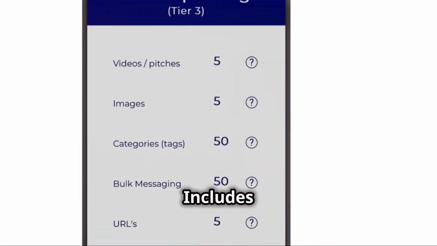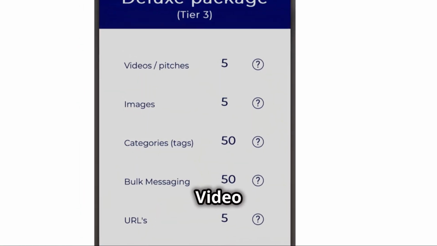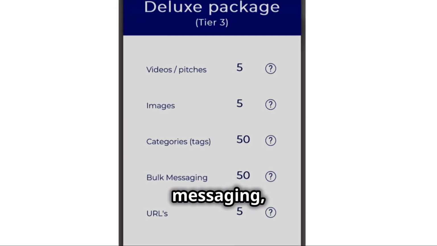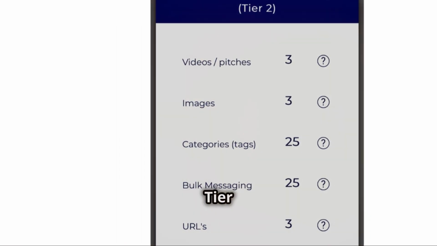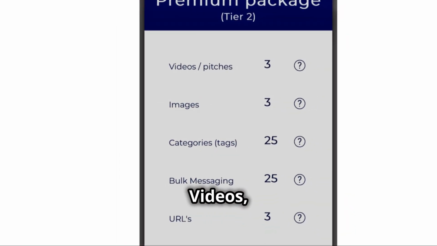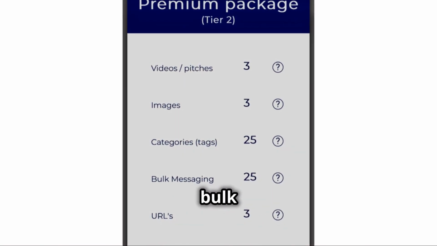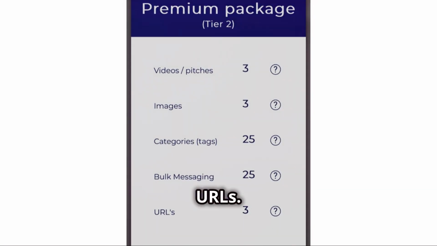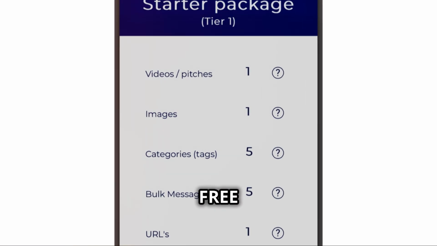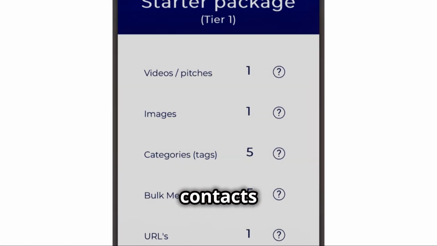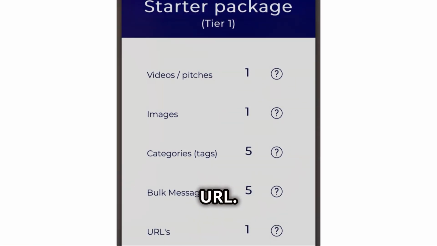Deluxe Tier 3, which includes 5 pitch videos, each with 1 video and 1 image, 50 tags or categories, 50 contacts in bulk messaging, and 5 URLs. Premium Tier 2 includes 3 pitch videos, each with 1 video and image, 25 tags, 25 contacts in bulk messaging, and 3 URLs. Starter Tier 1 is free and includes 1 pitch video and 1 image, 5 tags, 5 contacts for bulk messaging, and 1 URL.